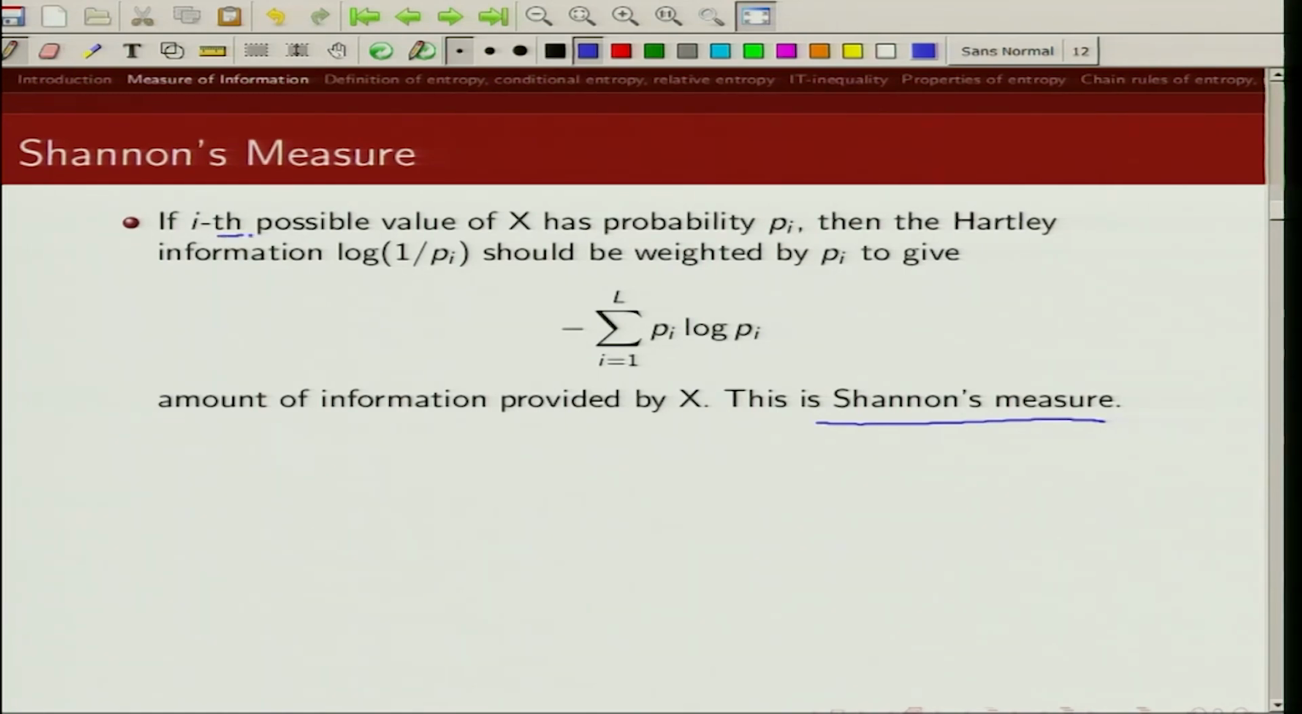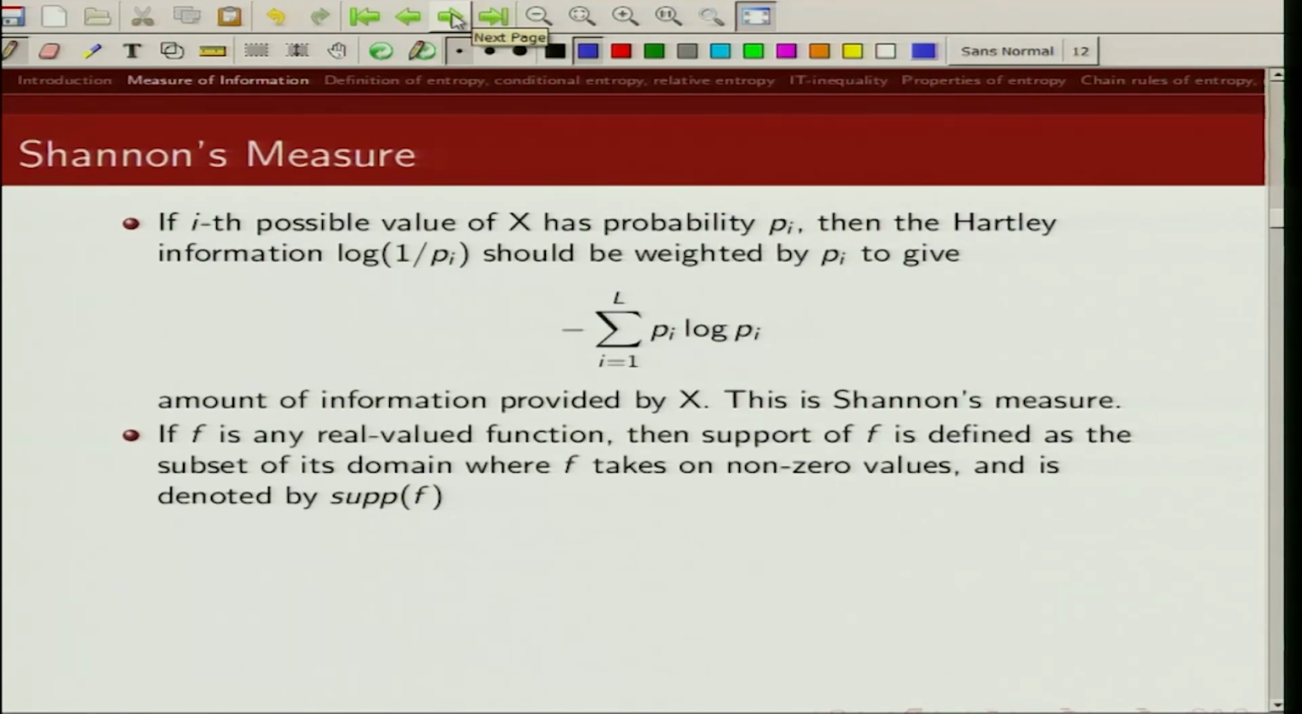So if the ith possible value of random variable x has probability pi, then if we weigh Hartley's measure, which in this case would be log of 1 by pi, by pi and we sum it over all possible values of x, we get what is known as Shannon's measure of information. So you can see here the Hartley's information in some sense is weighted by the probability of occurring of that particular value of x.